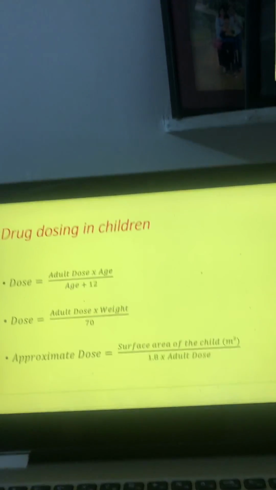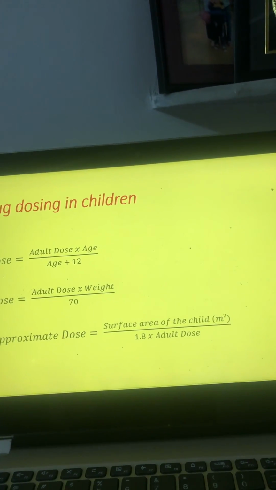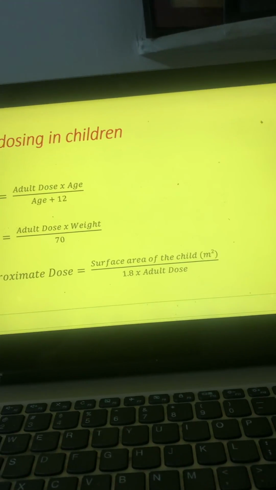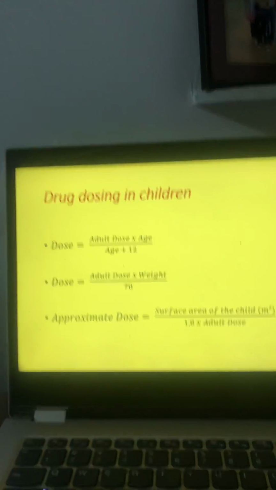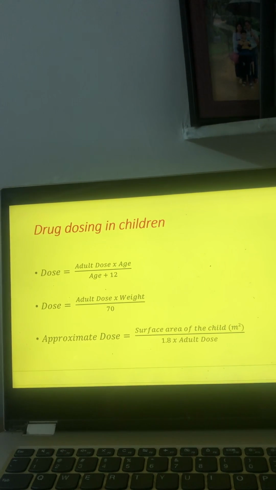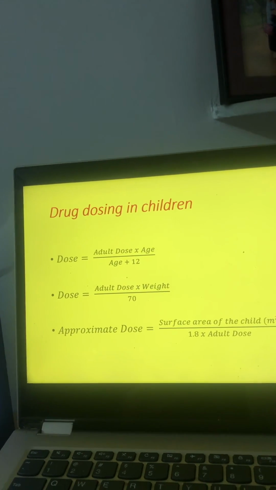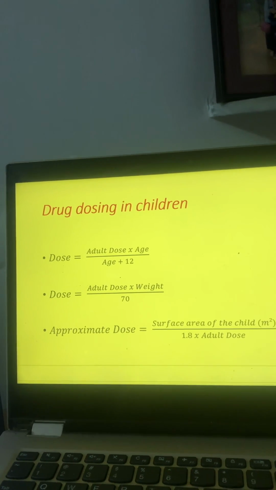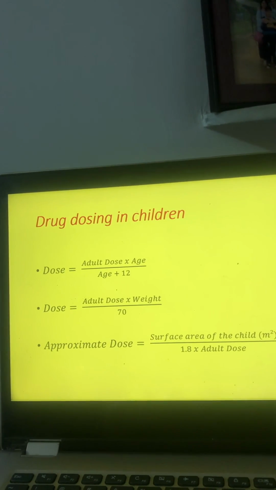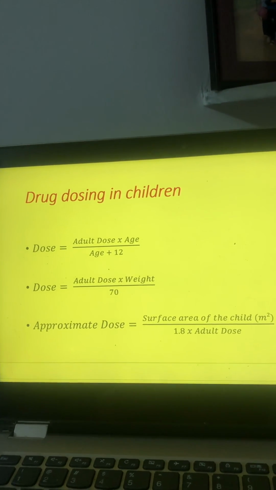Now drug dosing in children. This is given by the formula: dose is equal to adult dose into age over age plus 12, or dose is equal to adult dose into weight over 70. Approximate dose is equal to surface area of child in meter square by 1.8 into adult dose.